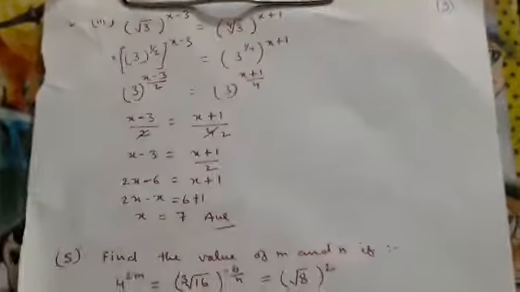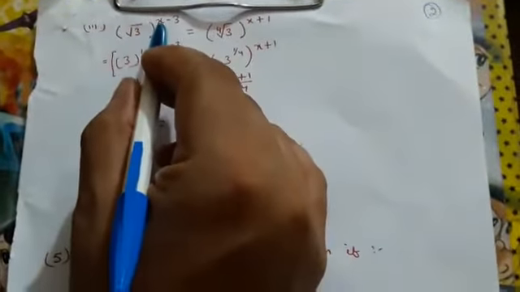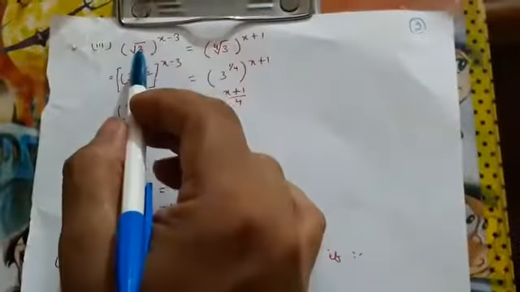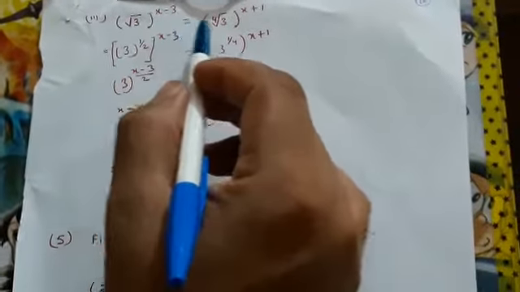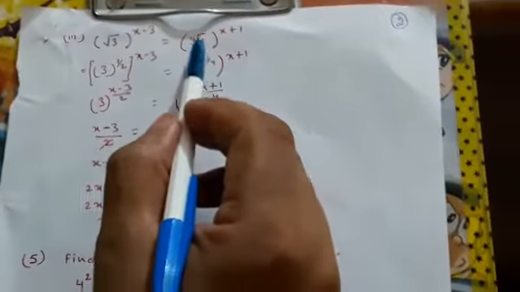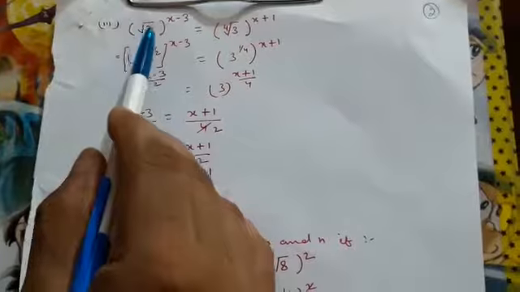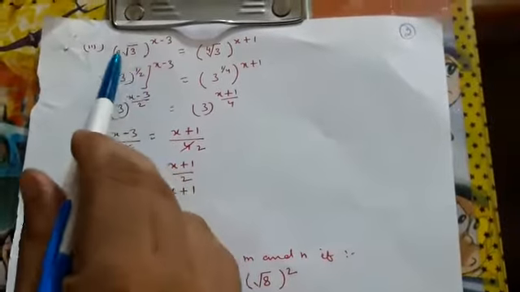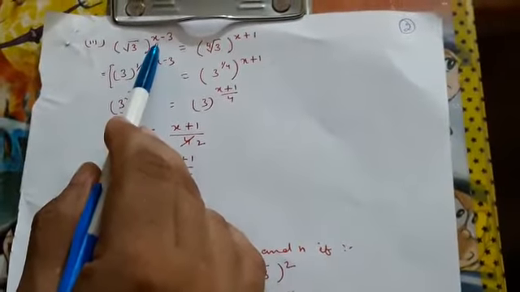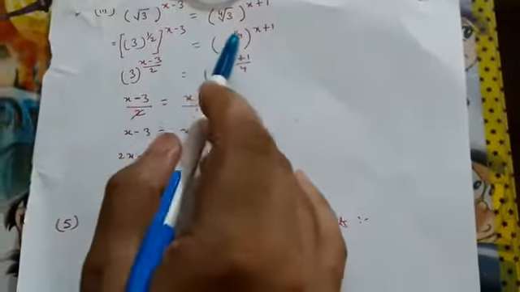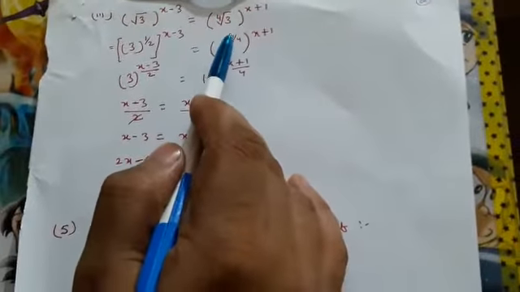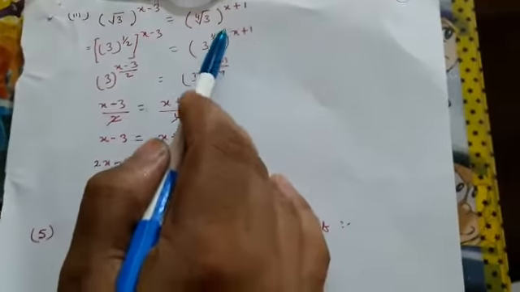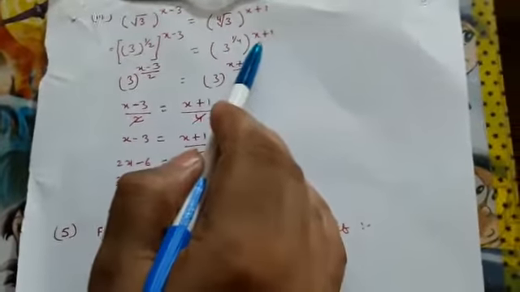Now we will see the next part, the third part. Root over 3 power x minus 3 equals fourth root of 3 power x plus 1. Here it is a square root, so if we represent it in exponential form, we have to write 3 power 1 by 2 for this square root, and its power is x minus 3. It is equal to the fourth root, so how will we write it? 3 power 1 by 4, and its power is x plus 1.